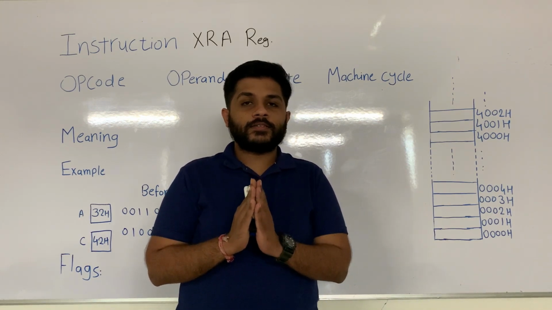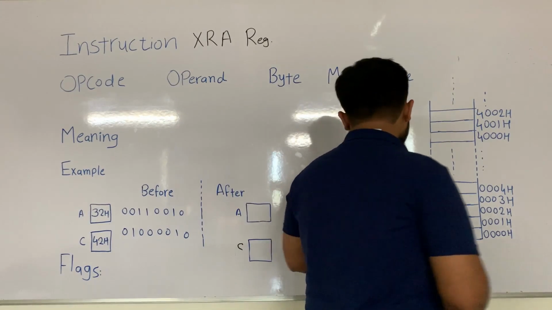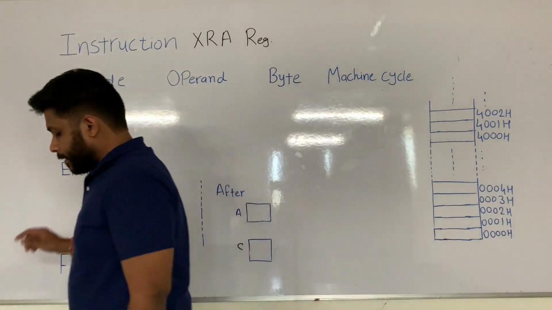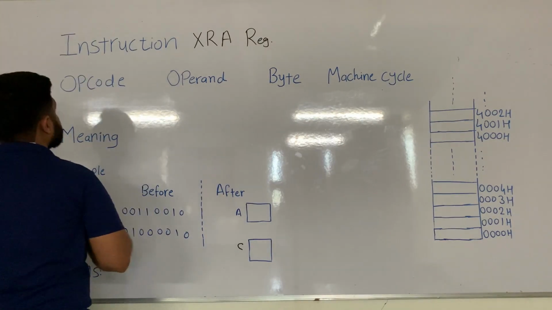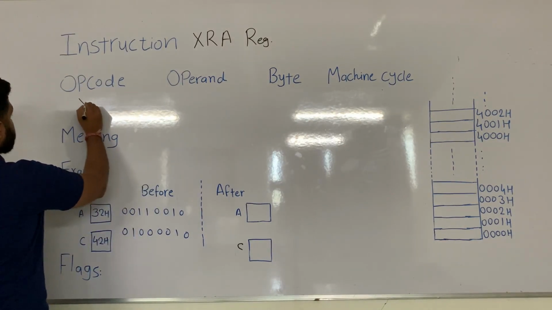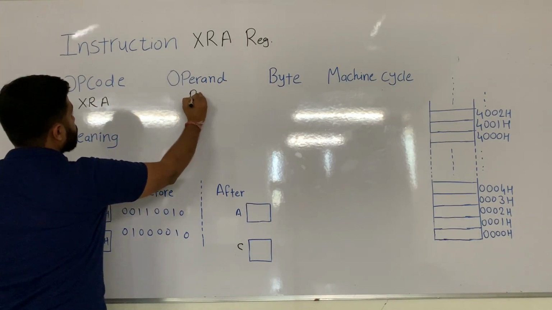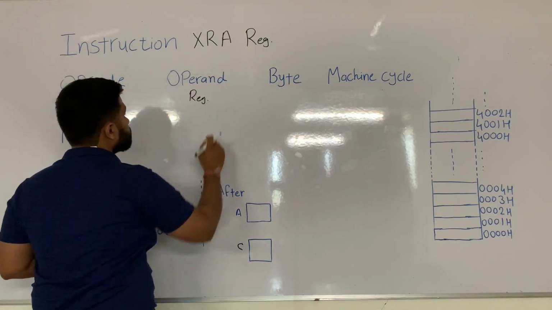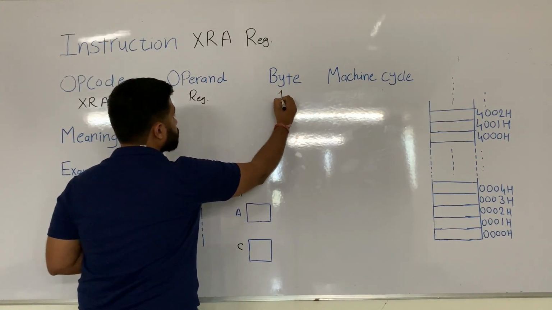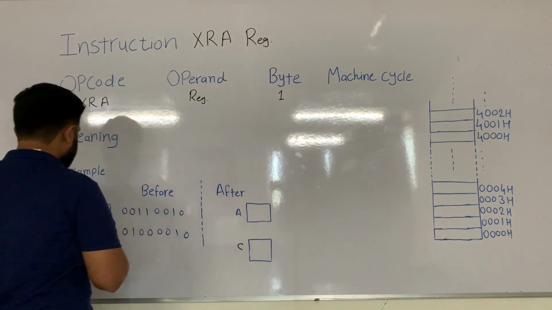Let's see the next instruction, that is XRA register. As you know, in the instruction the first part is the opcode, so the opcode is XRA and the remaining part is the operand, that is the register. After that, this instruction contains no data. It means this instruction is of only one byte. Machine cycle we are going to see a bit later.